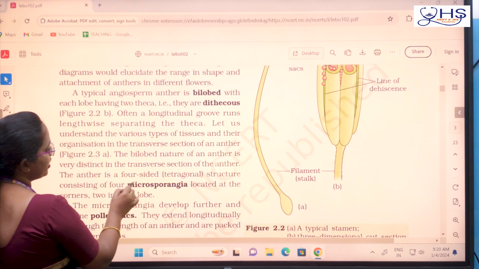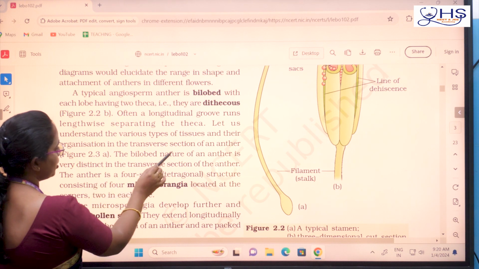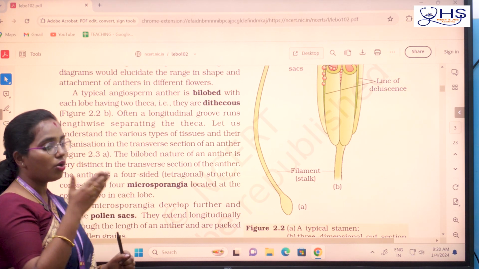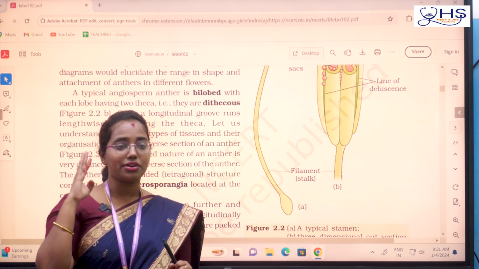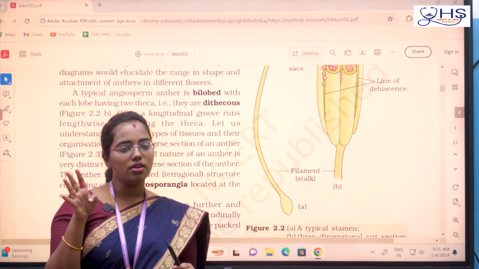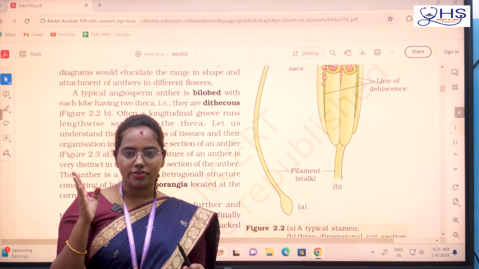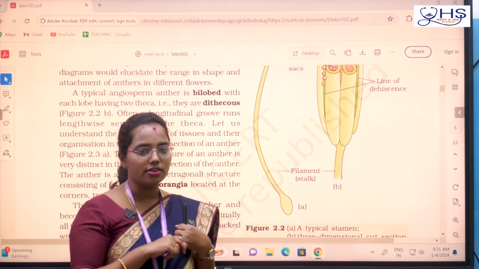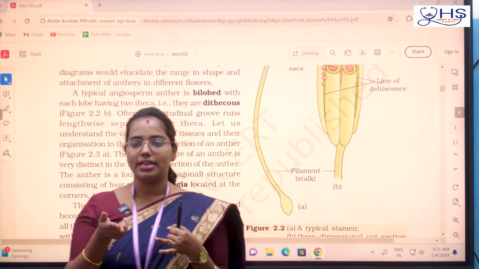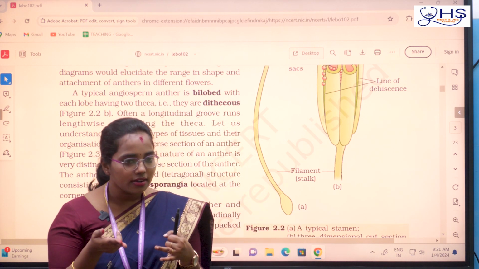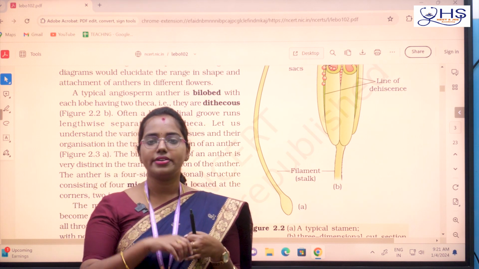Let us understand the various types of tissue and their organization in the transverse section of the anther. We are going to dissect the anther and learn its layers. There are four layers. First, the outermost layer is the epidermis. The second layer is the endothecium. The third layer is the middle layer.